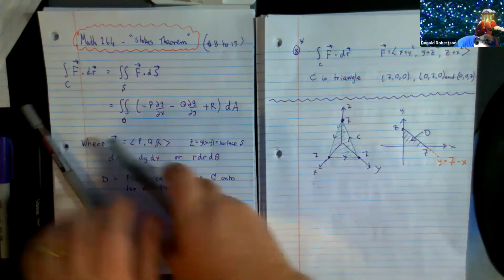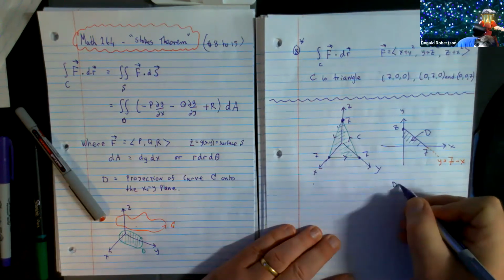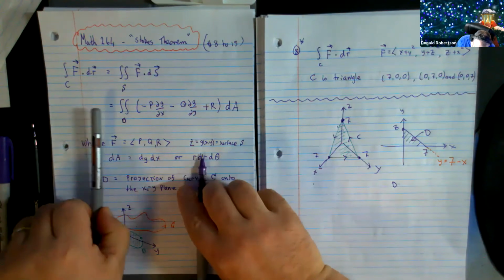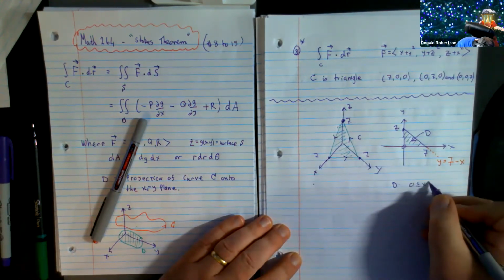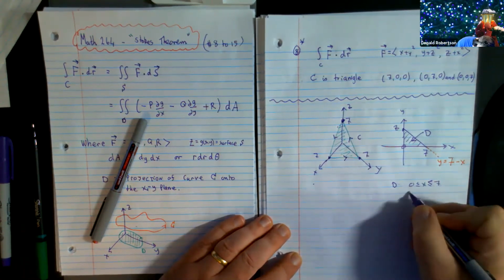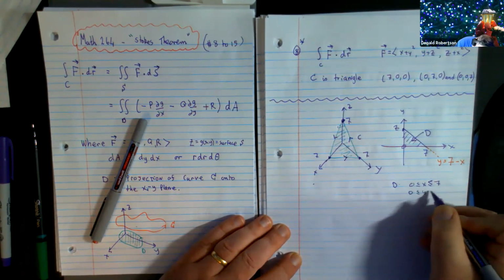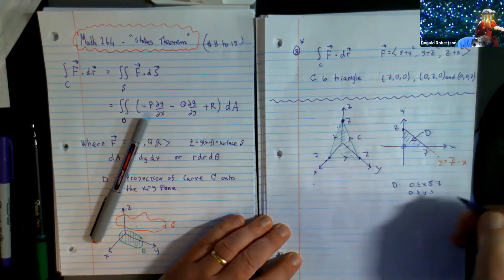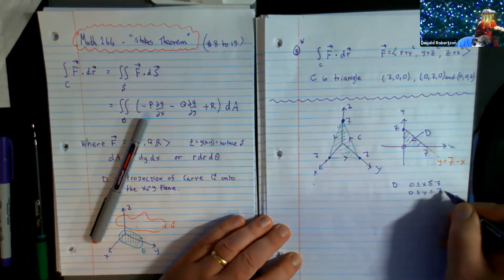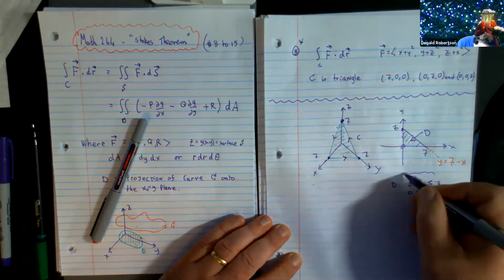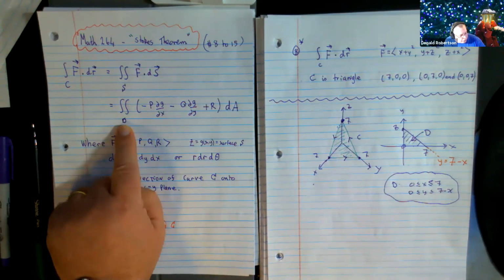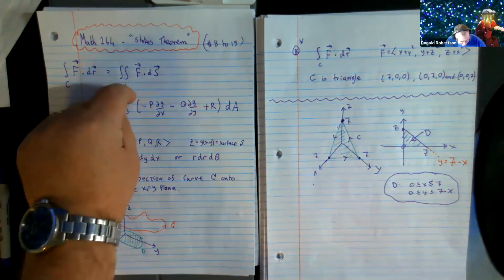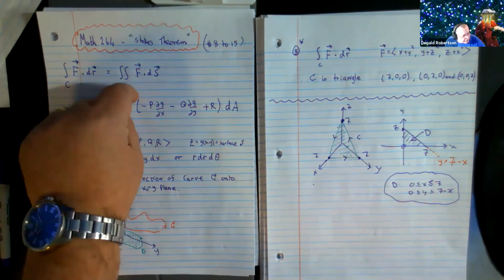So that means I could set up what region D looks like. It's x going from 0 to 7, and it's y going from 0 to that straight line. And that's one piece of the puzzle fixed. So do you see, I now know what the limits of integration are. It's going to be x from 0 to 7 and y equals 0 to y equals 7 minus x.